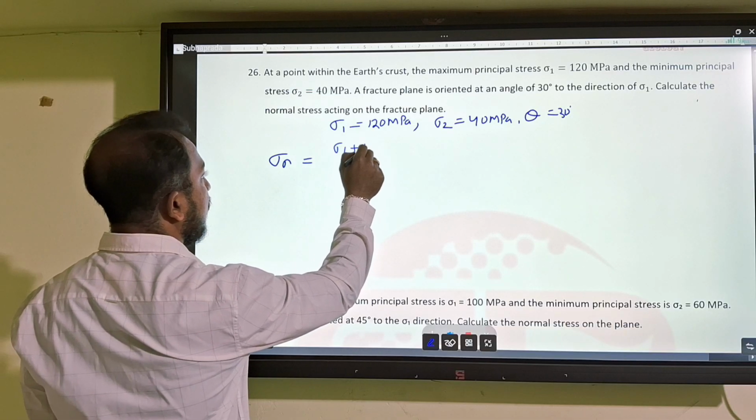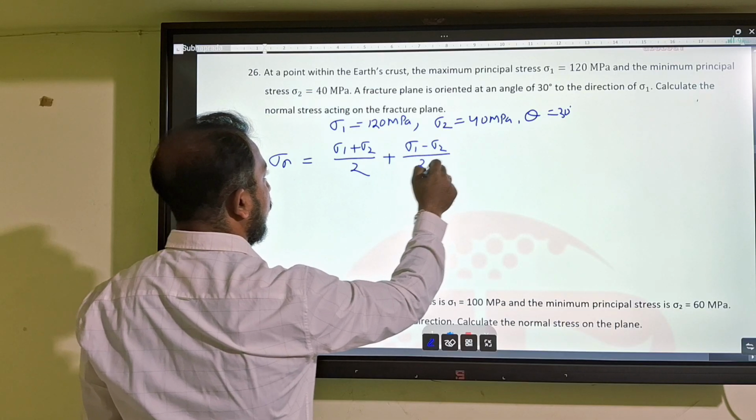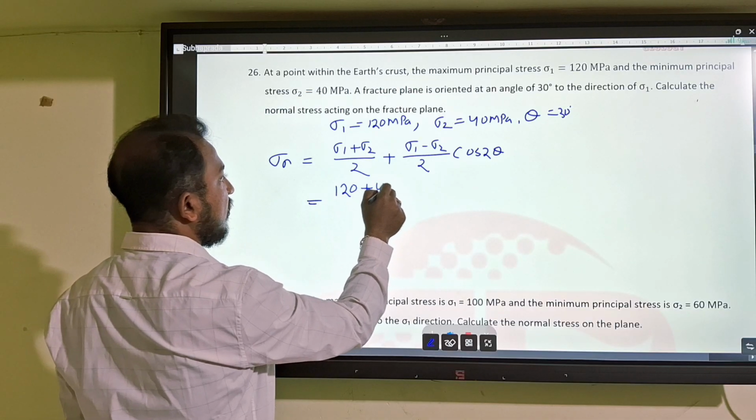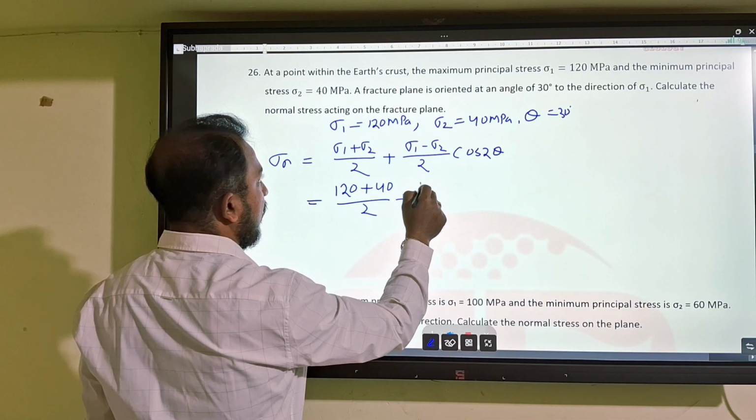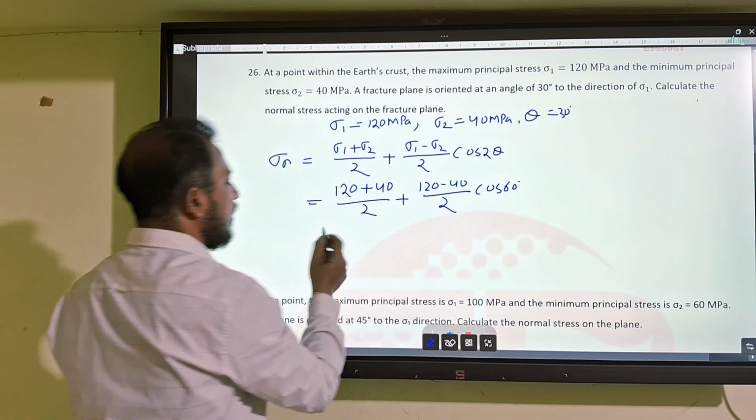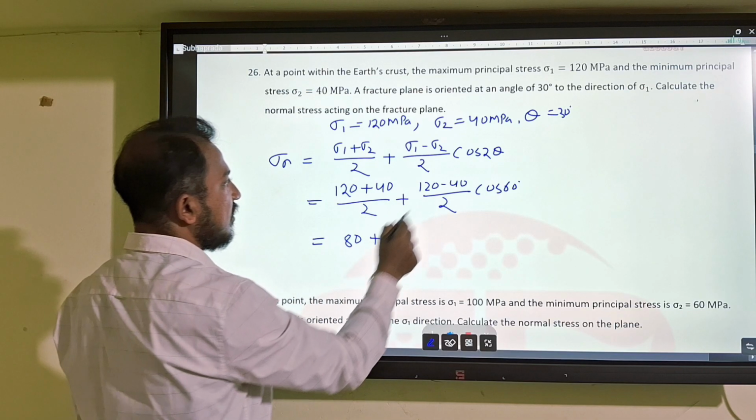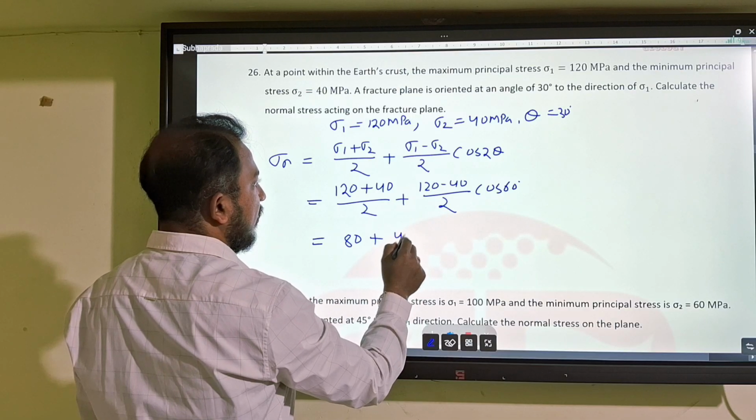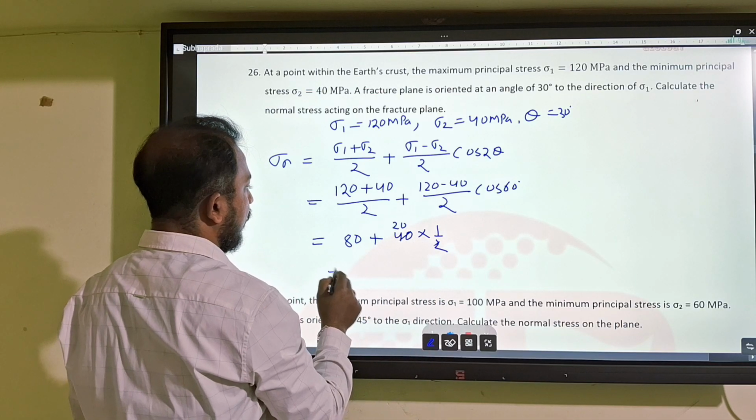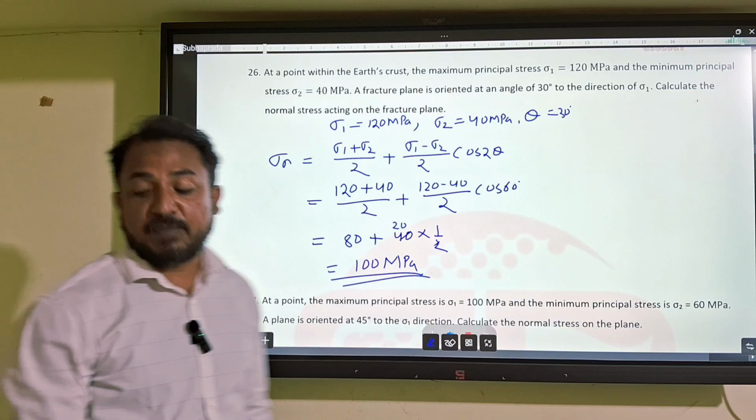That is sigma 1 plus sigma 2 divided by 2 plus sigma 1 minus sigma 2 divided by 2 cos 2 theta. So sigma 1 is 120, plus 40, divided by 2, plus 120 minus 40 divided by 2 into cos 60 degrees. It will be 80 plus 40 into cos 60, which is 1 by 2. So it will be 100 MPa.